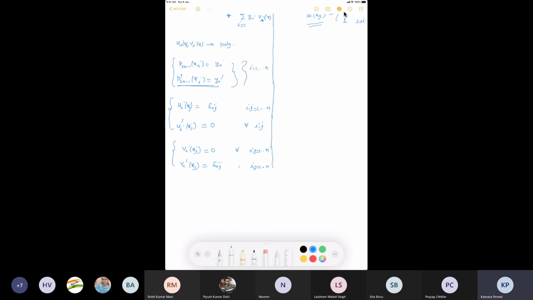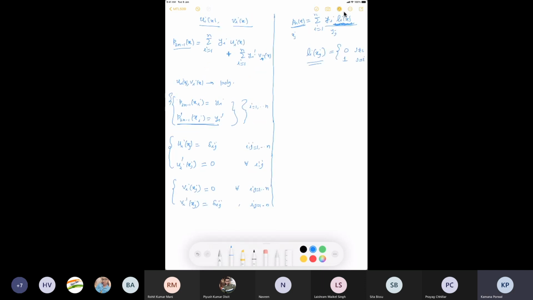So suppose we are able to construct our ui and vi in such a way that these properties hold, then can you see that we get the polynomial p2n minus 1 to satisfy these conditions?